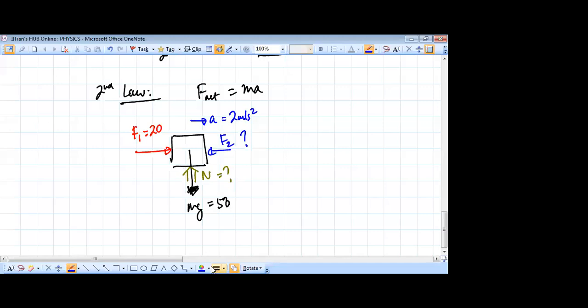And we also know that the mass of the body is 5 kilograms. So with all this data, now you can see here that the net force will become F1 minus F2. And that should be equal to mass into acceleration. So F1 is 20 minus F2, we don't know how much. So that should be equal to 5 kilograms into 2 meters per second squared.